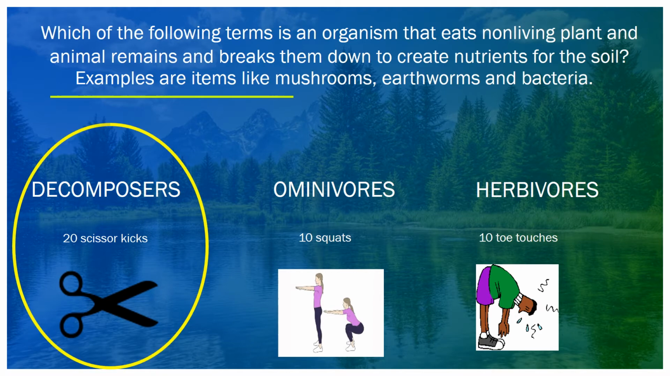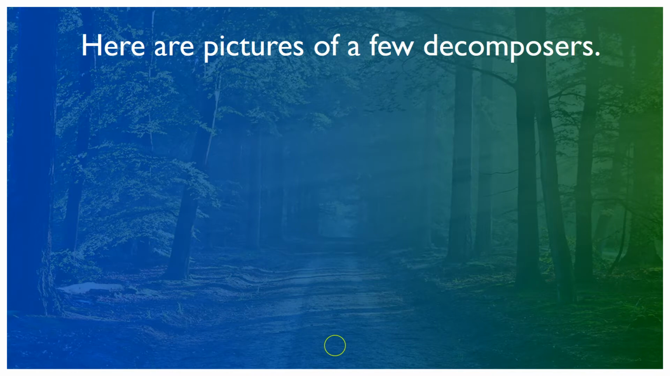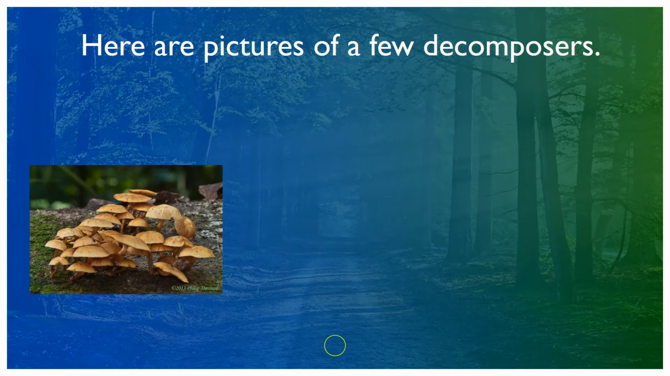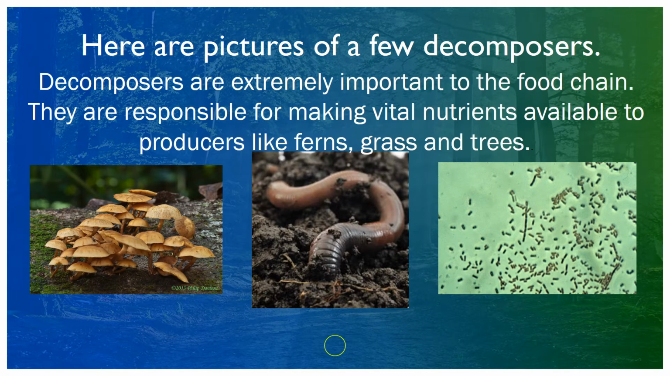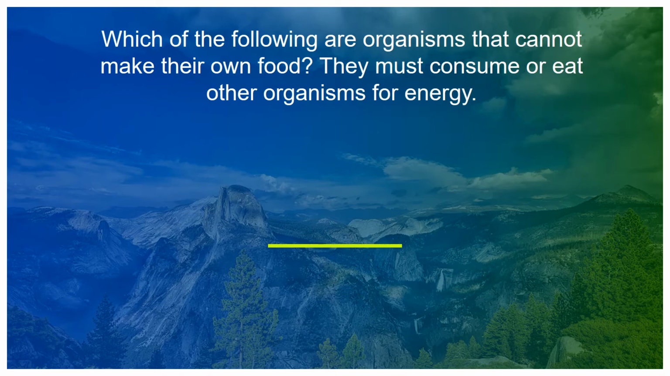The answer is decomposers. Here are pictures of a few decomposers: mushrooms, earthworms, and bacteria. Decomposers are extremely important to the food chain. They are responsible for making vital nutrients available to producers like ferns, grass, and trees. Let's look at another question.